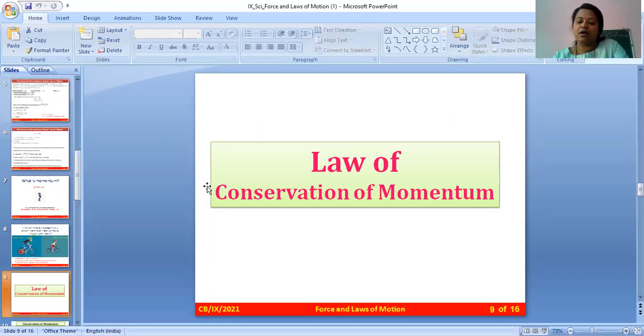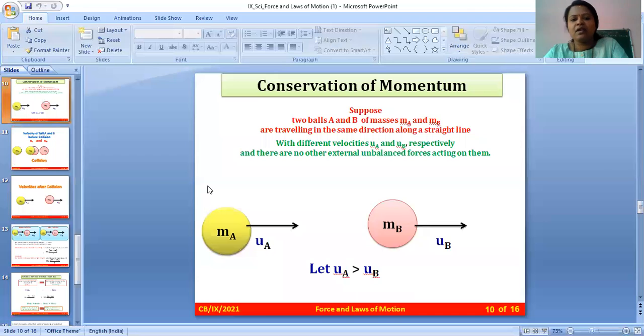Now here comes the law of conservation of momentum. Suppose you consider two balls A and B of masses mA and mB, which are traveling in the same direction along a straight line, but with different velocities, say uA and uB, respectively. And there are no other external unbalanced forces acting on them. Consider the velocity of the first object, uA, is more than the velocity of the second object, uB.